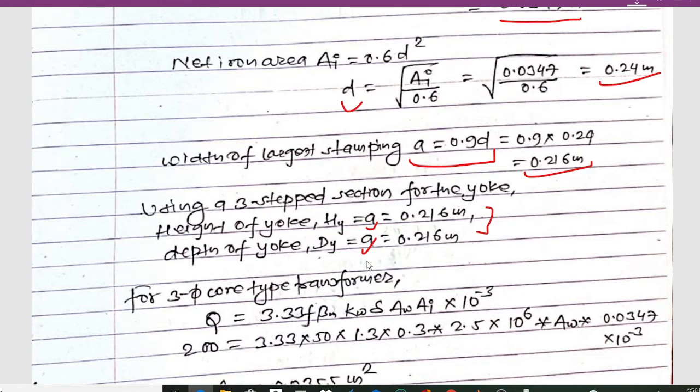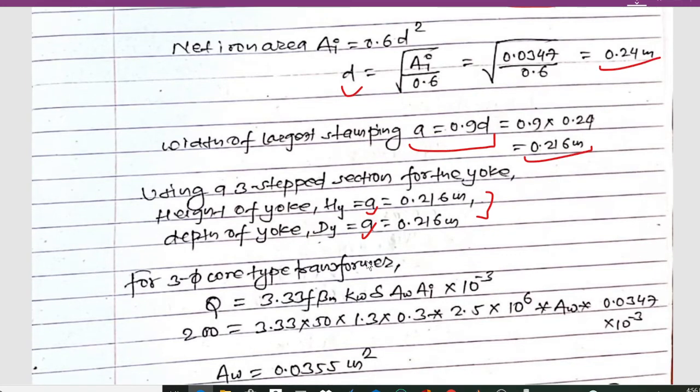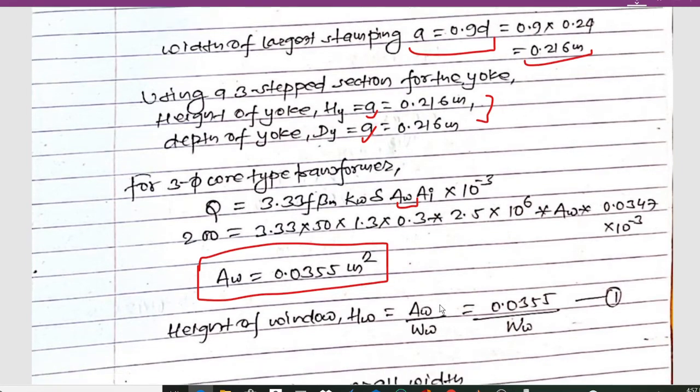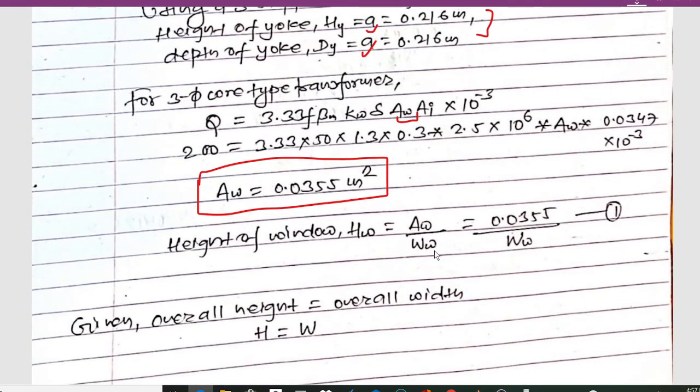Now this is for 3-phase core type transformers. So for a 3-phase core type transformer, the value of Q will be 3.33 f Bm Kw delta Aw Ai into 10 power minus 3. From here we can calculate the value of Aw. All the parameters are given in the question. Just substitute all the values and obtain the value of Aw. So window area will be 0.0355 meter square.